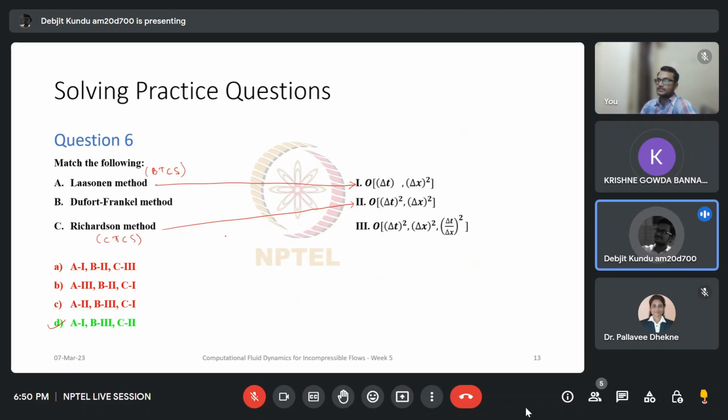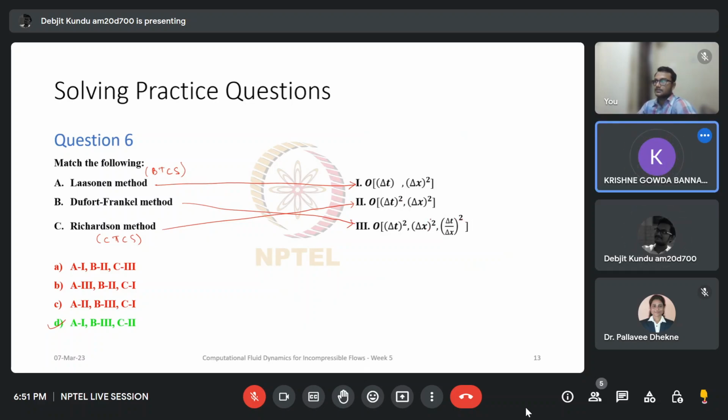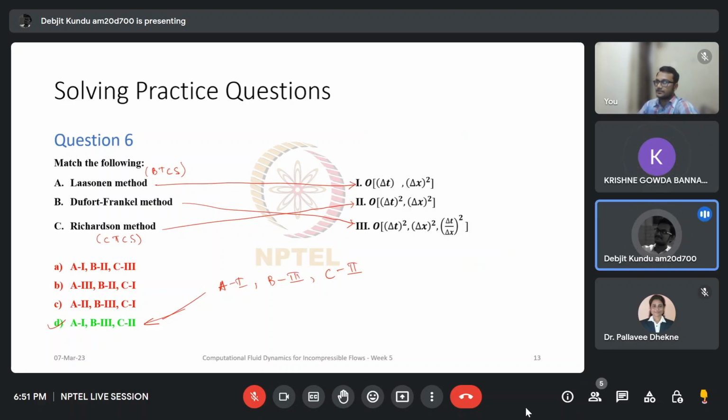Now Dufort-Frankel method modified this Richardson method. So these first two terms were there. But due to its inconsistency, it includes another term of this leading order, that is delta t by delta x squared. So the order of accuracy of Dufort-Frankel method is this. So now if we look at it, it will be A1, B3, C2, which is the same as option D, which is the correct solution. Okay. Any questions on this?